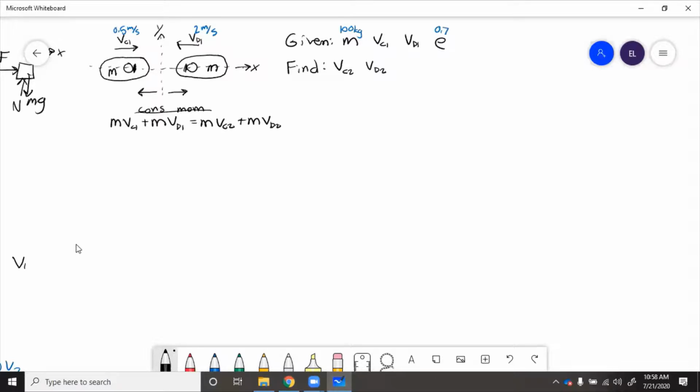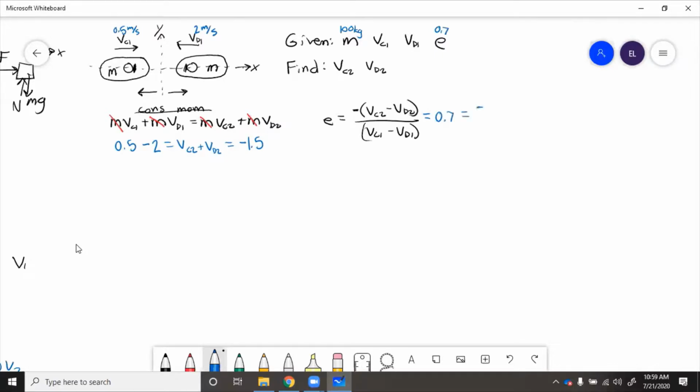And then we need coefficient of restitution, the E equation. E equals negative VC2 minus VD2 over VC1 minus VD1. Well, conveniently here, since the masses of the cars are the same, they all cancel. So then if we put numbers in, we'll have VC1, which is 0.5, plus VD1, which is going in the negative x direction, so it is negative 2, equals VC2 plus VD2, equals negative 1.5.